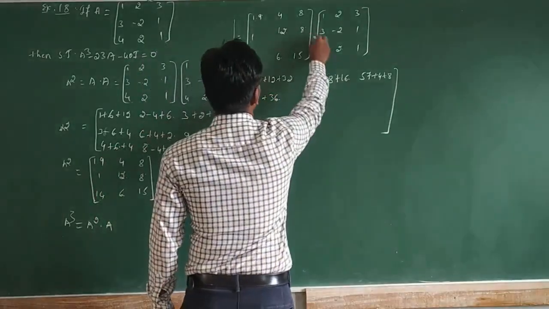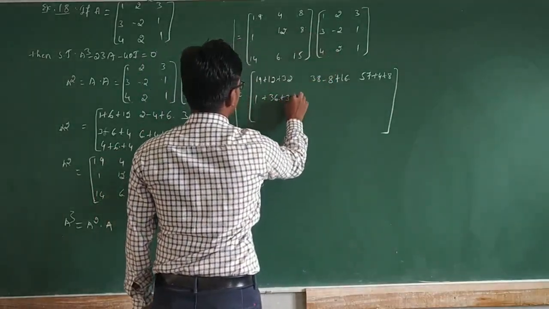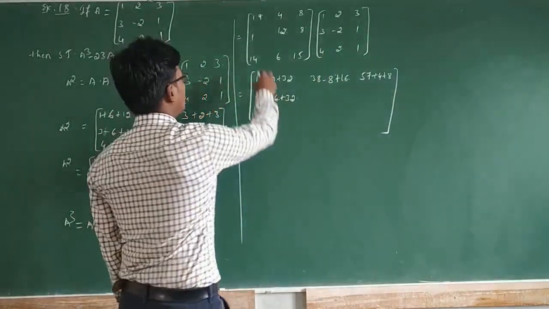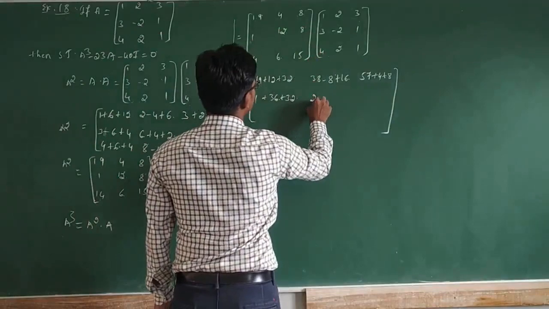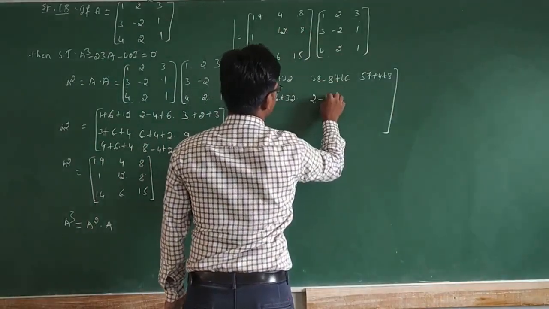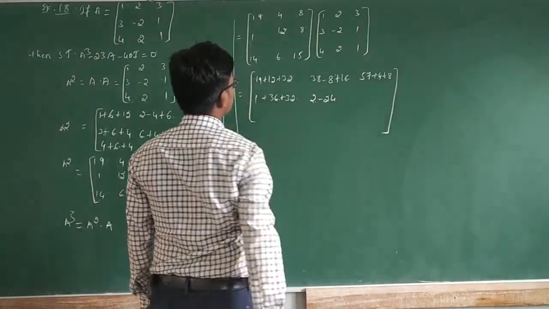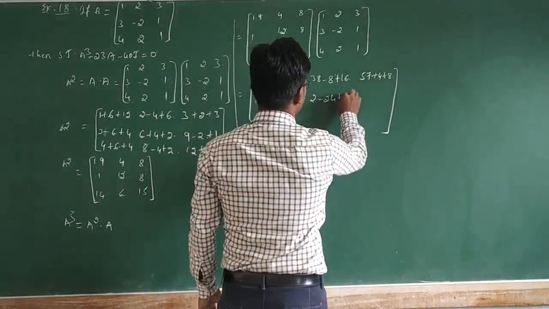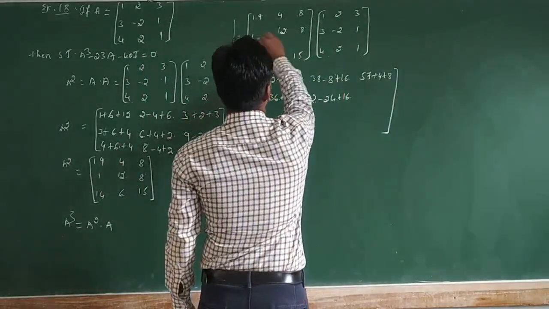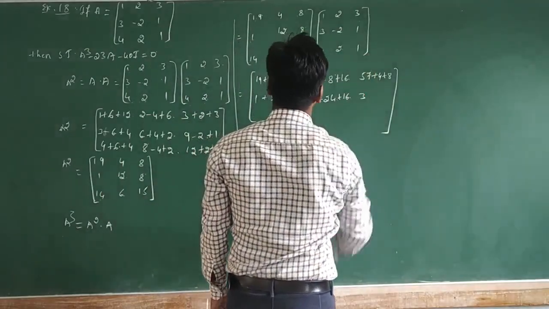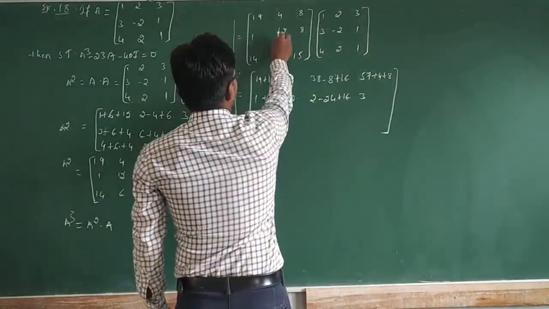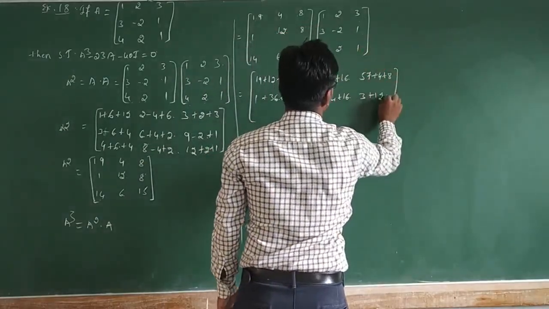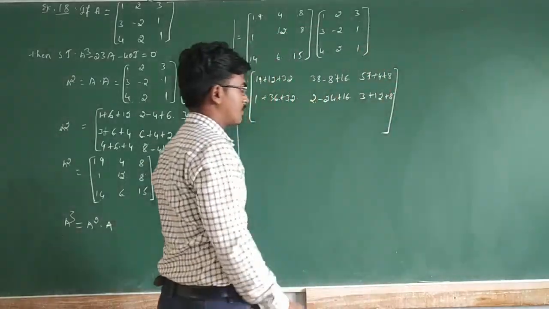Next 8 into 4 is 32. First column completed. Next, second column: multiply 1 into 2 is 2, 12 into 2 is 24. Next 8 into 2 is 16. Next 1 into 3 is 3, 12 into 1 is 12, 8 into 1 is plus 8.